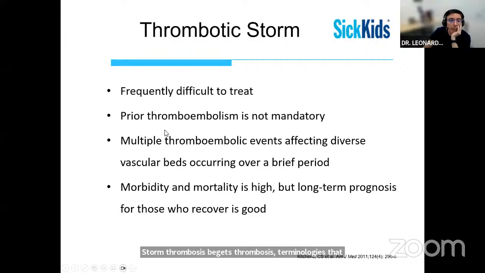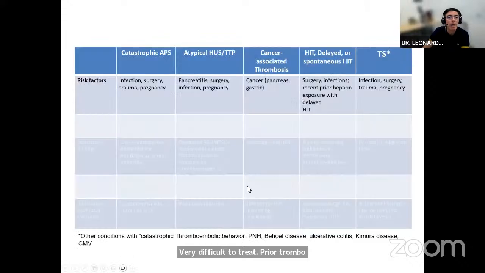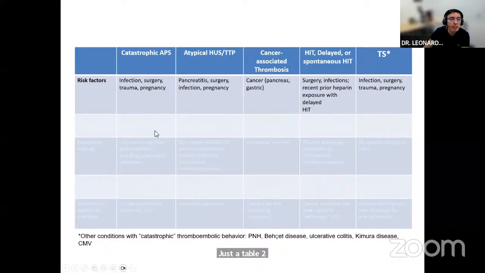Very difficult to treat. Prior thromboembolism is not mandatory, with a high morbidity and mortality, as you would have seen in the example of the patient I've shown you. Just a table to put all of these unusual conditions in perspective.